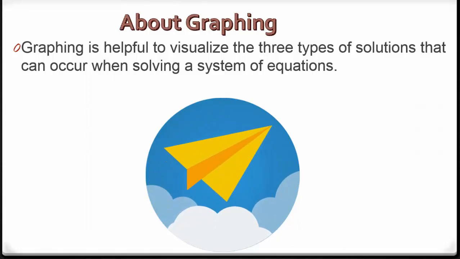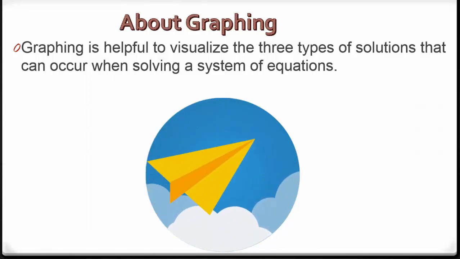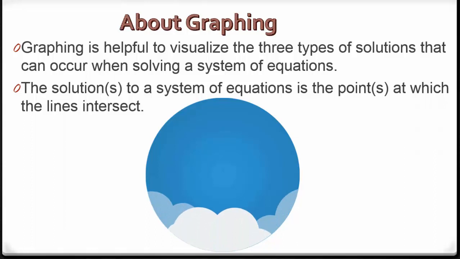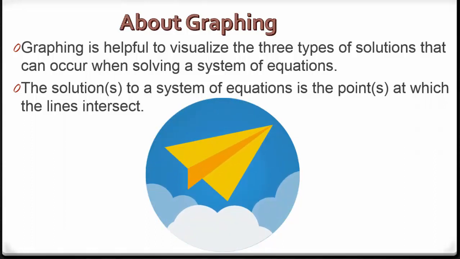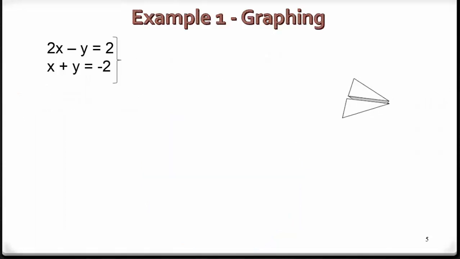Graphing is helpful to visualize the three types of solutions that can occur when solving a system of equations. The solution to a system of equations is the points at which the lines intersect. In example number 1, we're going to look at graphing these two equations. So let us go over to the whiteboard and see what happens.